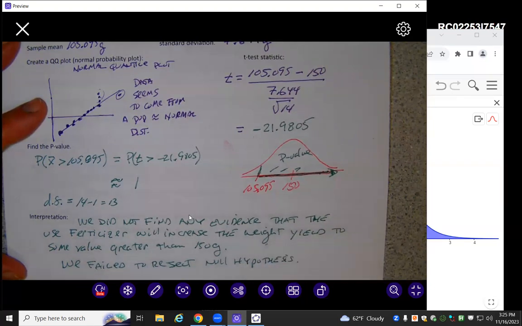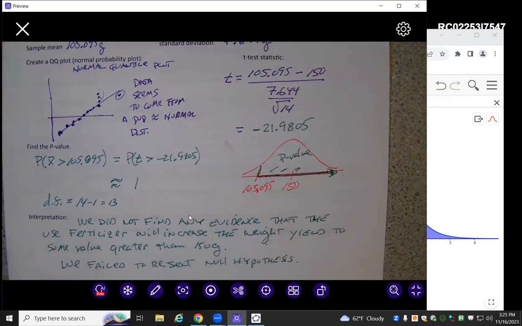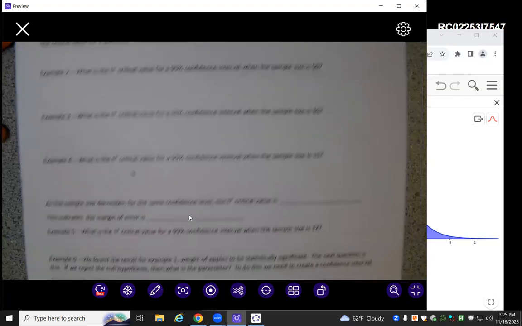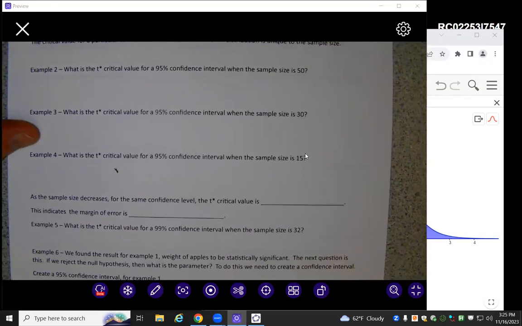All right. As a matter of fact, it seems like we found the exact opposite. The yield is going down using this fertilizer. So the exact opposite of what we wanted to show. Let's look now at this other part. So we're going to stop the video and come back to it.